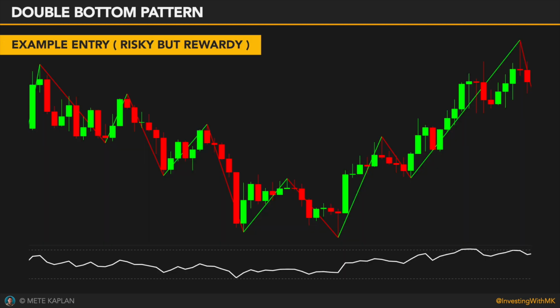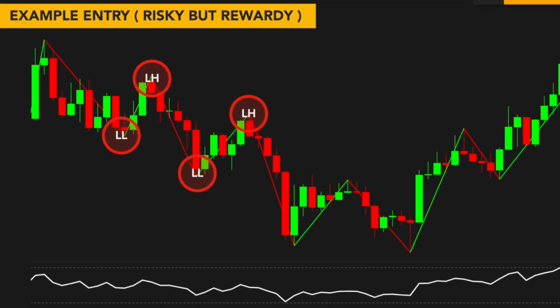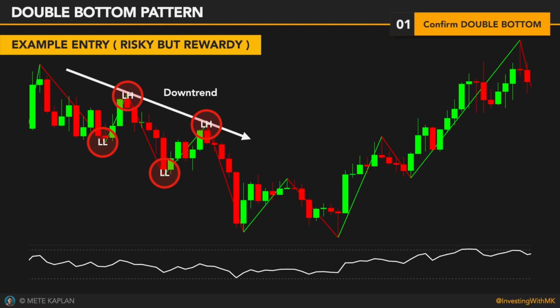Okay, let's check this example. Step 1. Confirm downtrend and double bottom. Now, as you can see, the security makes lower lows and lower highs and performs a downtrend. Check your market structure before trading anything. Highs and lows are extremely important. And you can see the double bottom is obvious here.